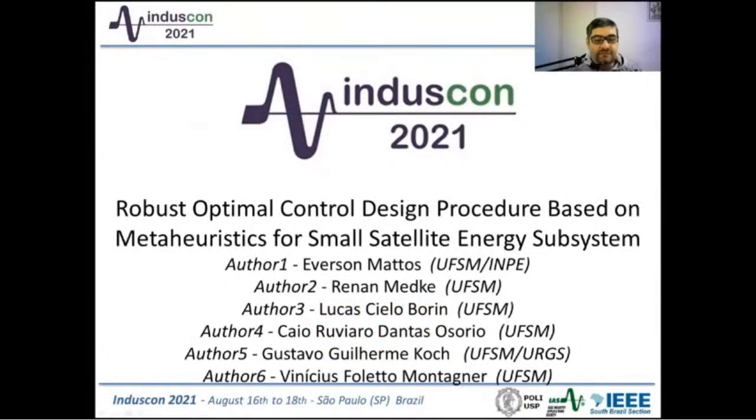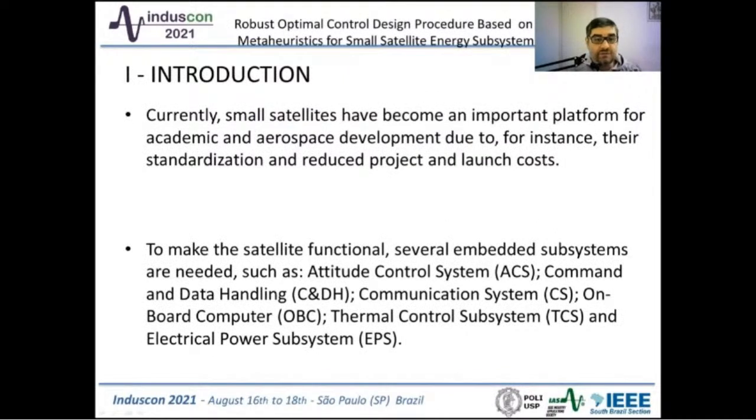Good morning. My name is Everson Mattos, and I will present this paper with the title Robust Optimal Control Design Procedure Based on Metaheuristics for Small Satellite Energy Subsystem. The other authors are Renan Medici, Lucas Borin, Caio Ruviaro Dantas Osório, Gustavo Guilherme Koch, and Vinicius Foletto Montagner. Currently, small satellites have become an important platform for academic and aerospace development due to, for instance, their standardization and reduced project and launch costs.